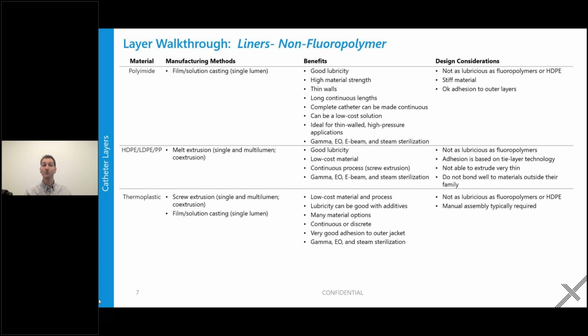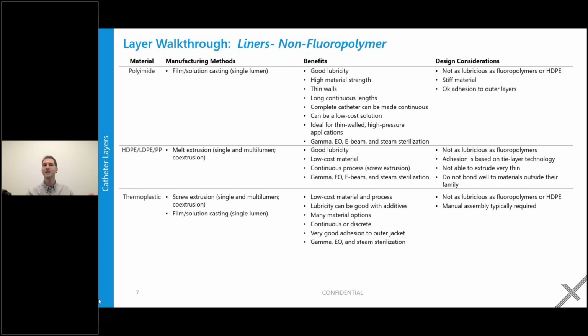And then lastly, we've been using a lot more of this more recently because of all of the new additives that have been coming out that have really been making the use of thermoplastics more feasible. Because in general, thermoplastics don't have good lubricity. They're screw extruded. You have a whole lot of different materials that you can do. You can also film cast them. The materials are generally low cost, some more expensive than others. With additives, you can have decent lubricity.